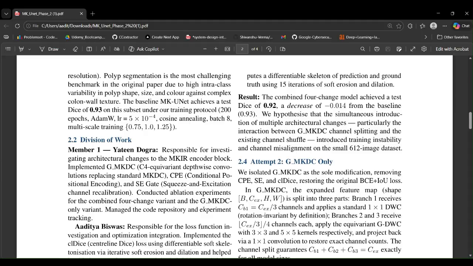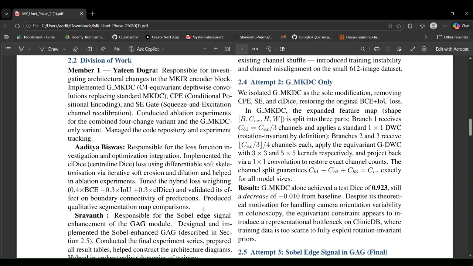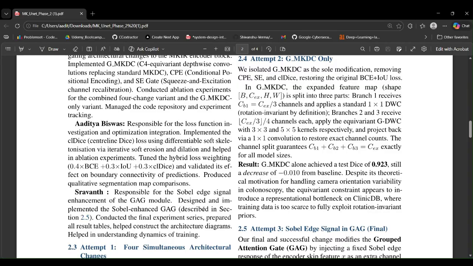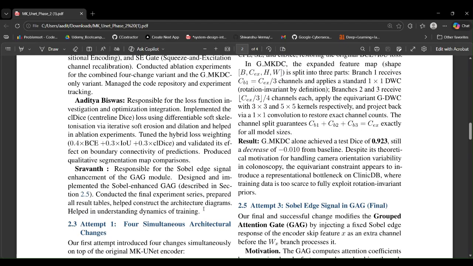So first we ran the complete model with all these, and we achieved an accuracy of 0.92, which was lower than the standard accuracy of the baseline model. Then we tried a GMKDC-only block, which is like an ablation study where we removed all the components that we think might have worsened the accuracy. And still, when we just used the GMKDC block, we achieved a test dice of 0.923, which was not good at all.